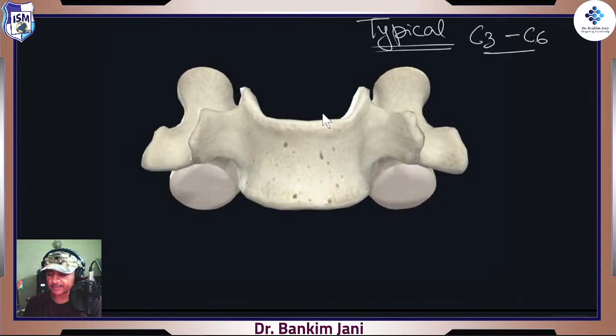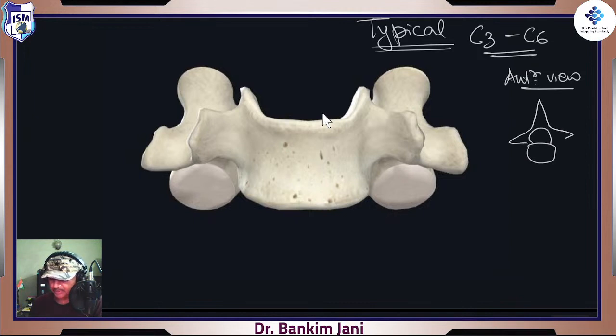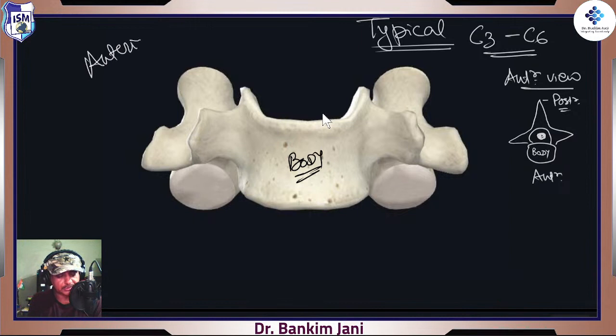The typical vertebrae are C3 to C6. Now see, this is a close-up, that's why it is looking so monstrous and big. Otherwise, they are really beautiful, very delicate, very small vertebrae. We need to orient ourselves properly about which view we are watching. This is an anterior view, because that's the body, that's the vertebral foramen. There would be the transverse process, spinous process, transverse process, and here would be the spinal cord. The vertebral body is in front, so this is anterior, and the spinous process would be posterior. Here we are watching the body, so definitely we have the anterior view.